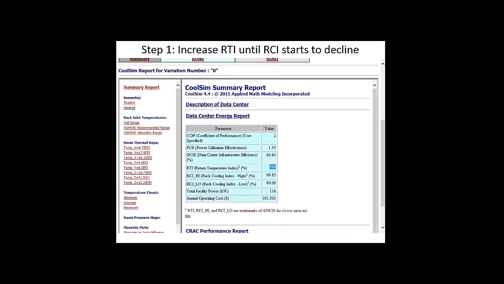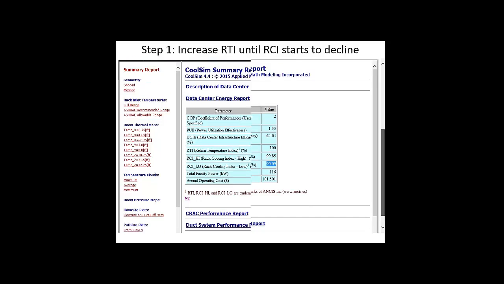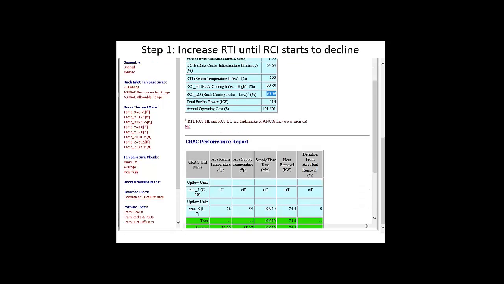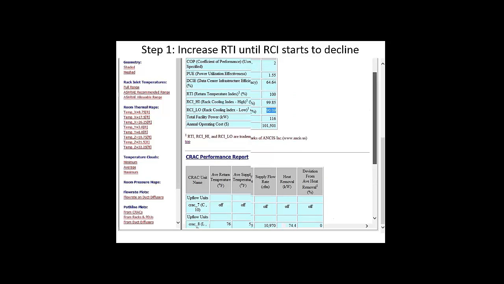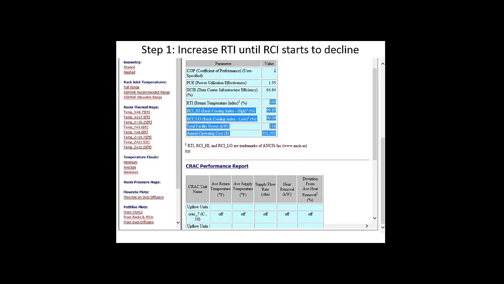We'll go to energy again, and you see RTI spot on, 100. RCI high is 99.85. It looks pretty good right there. I mean, that's certainly a good situation. RCI low, yeah, still not quite there. Okay, and if we take a look down at our CRAC performance report, we're still pumping 55-degree air. So it's still just too cold.